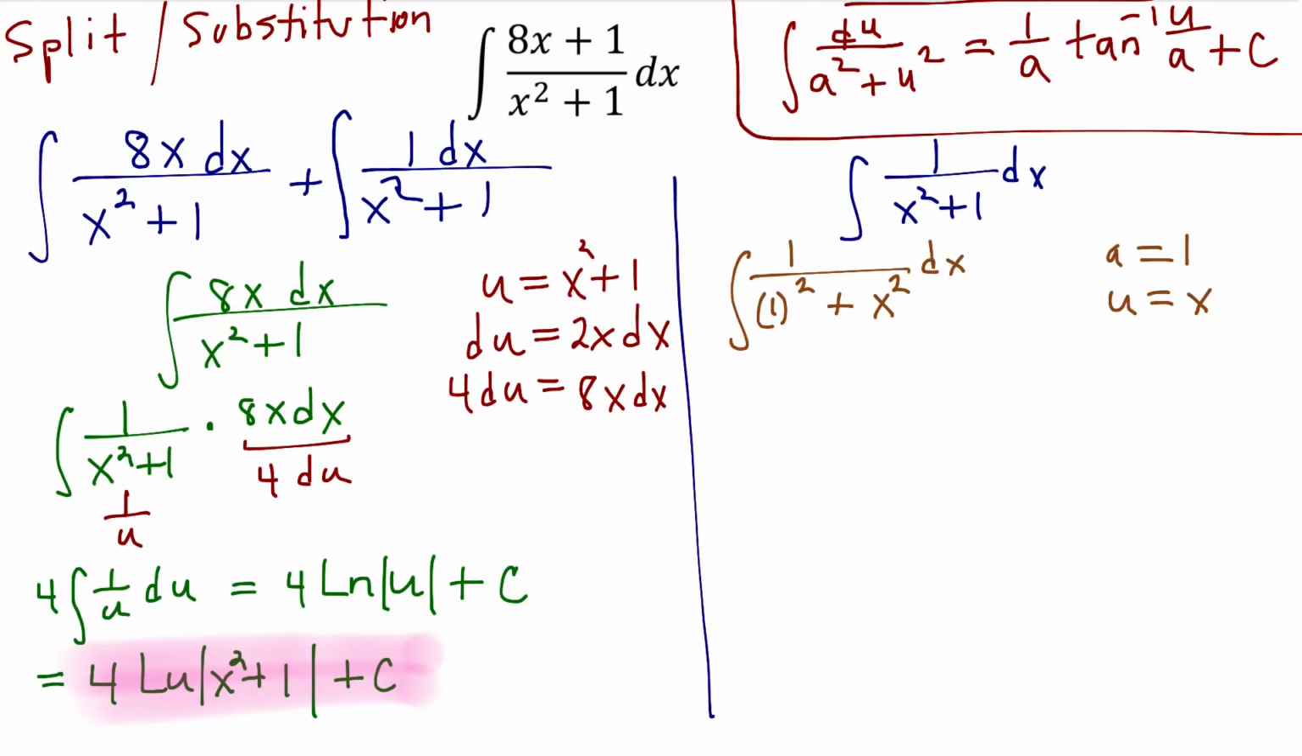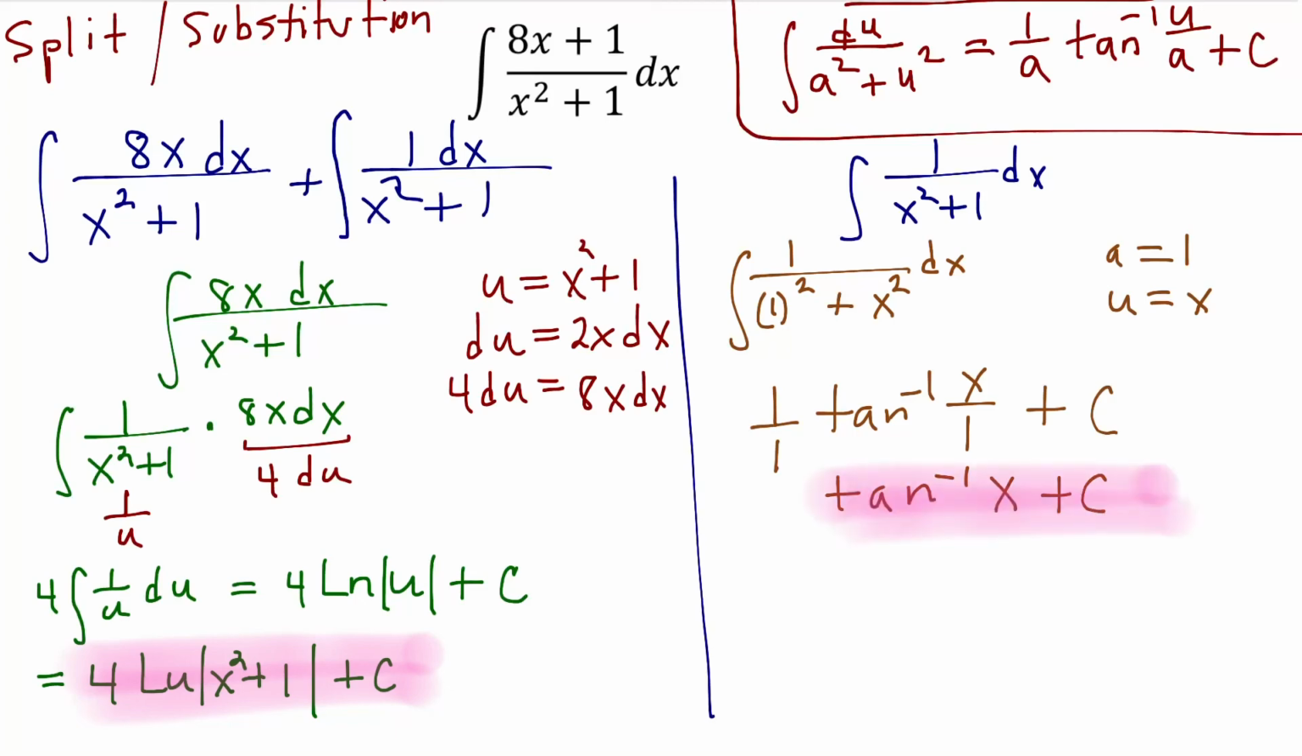So now I don't really have to do any substitution, I can just go ahead and substitute x directly into the formula right here for u. So a would be 1, u would be x, a would be 1, and I'd have it. So this is 1 over 1 inverse tangent x over 1 plus c. So that's equal to the inverse tangent of x, just x, plus c. All right, so now I have the other piece of it.